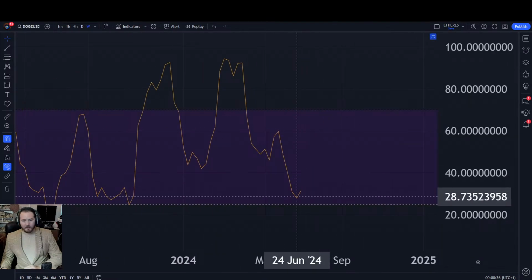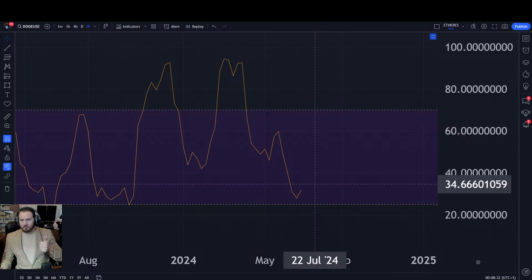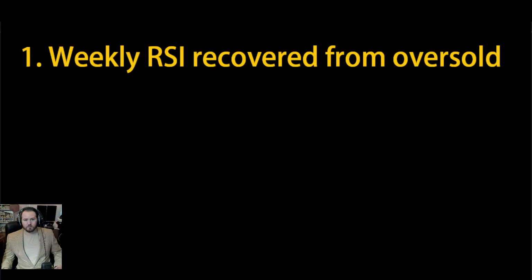Weekly RSI is recovering from being oversold, so that's good. It met my first requirement. Weekly RSI recovered from oversold. Good. Let me add a sheet real quick to keep documentation. Weekly RSI recovered from oversold. Great. I'm going to add this to a chart and refresh every time as well. Let's see. Weekly RSI oversold. Great.